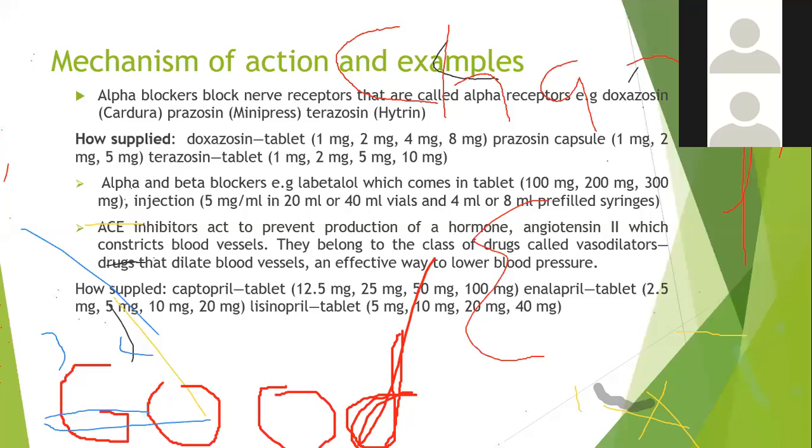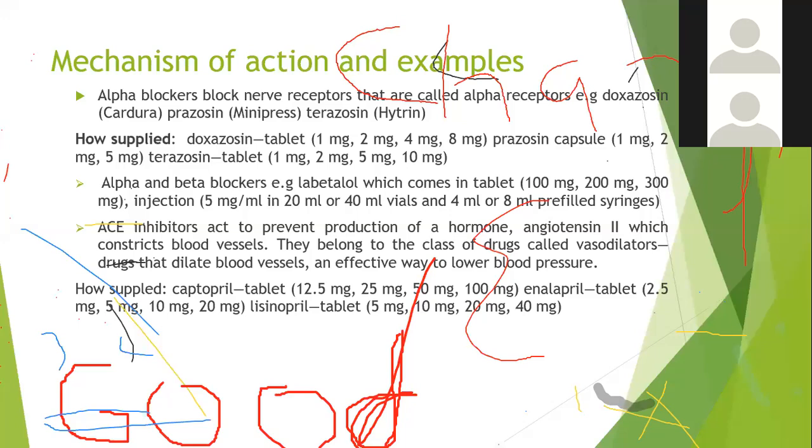So when we have alpha and beta 2 blockers, the example is labetalol. Labetalol comes in tablet and it can come in injections. But labetalol should be used with caution by people with lung problems. It should be used with caution with people with asthma. It should be used with caution with people having diabetes.